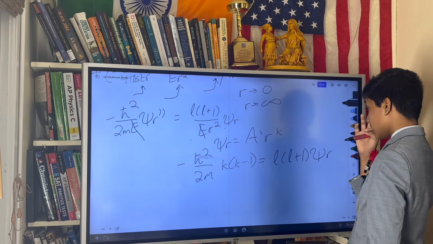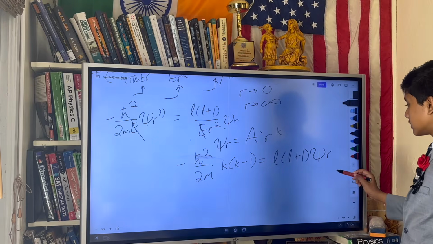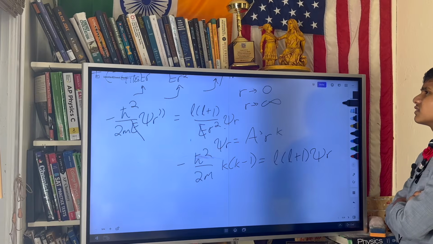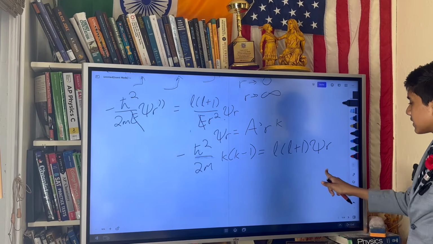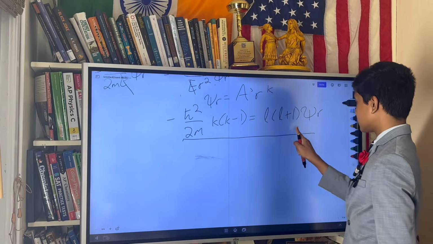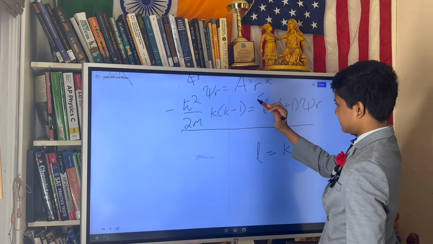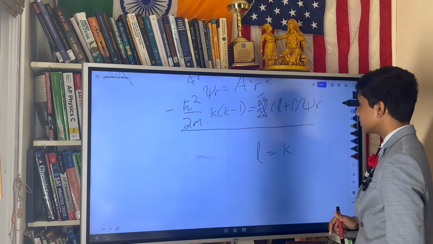There's an extra factor I'm forgetting. So this tells us that L is equal to k, since there's supposed to be an extra factor of minus h bar squared over 2m on this side.